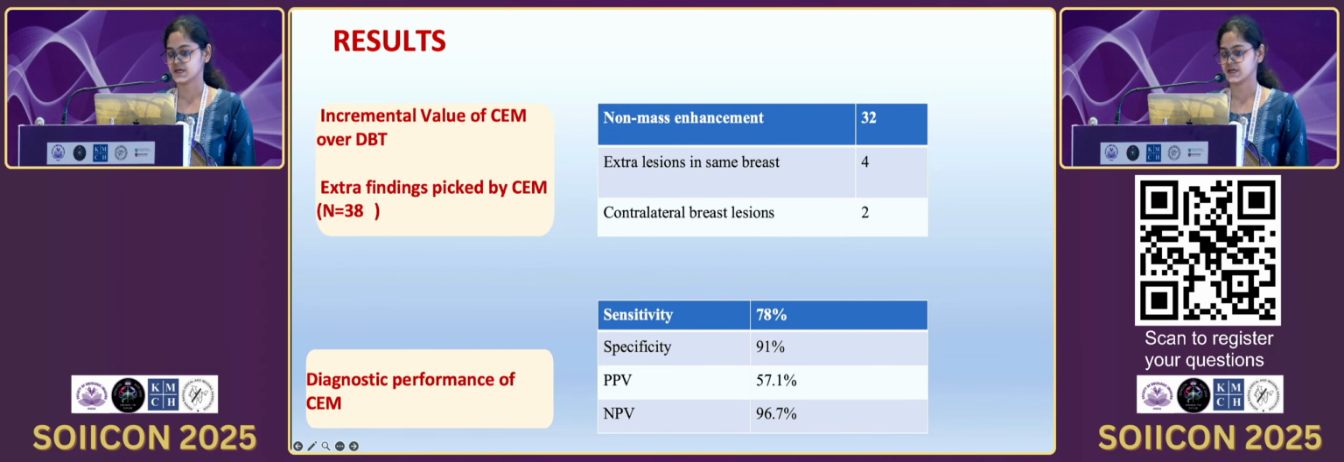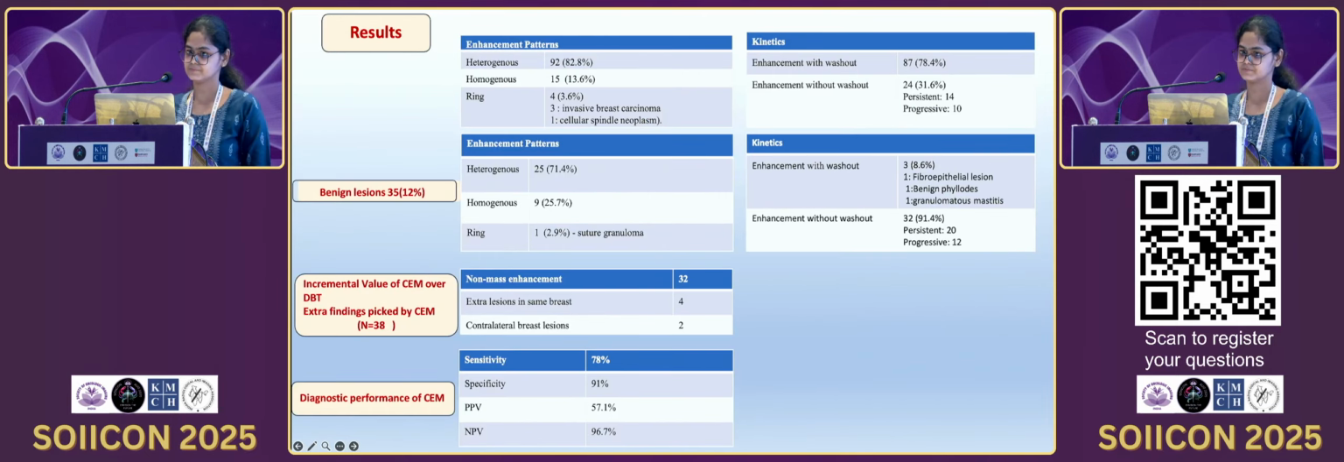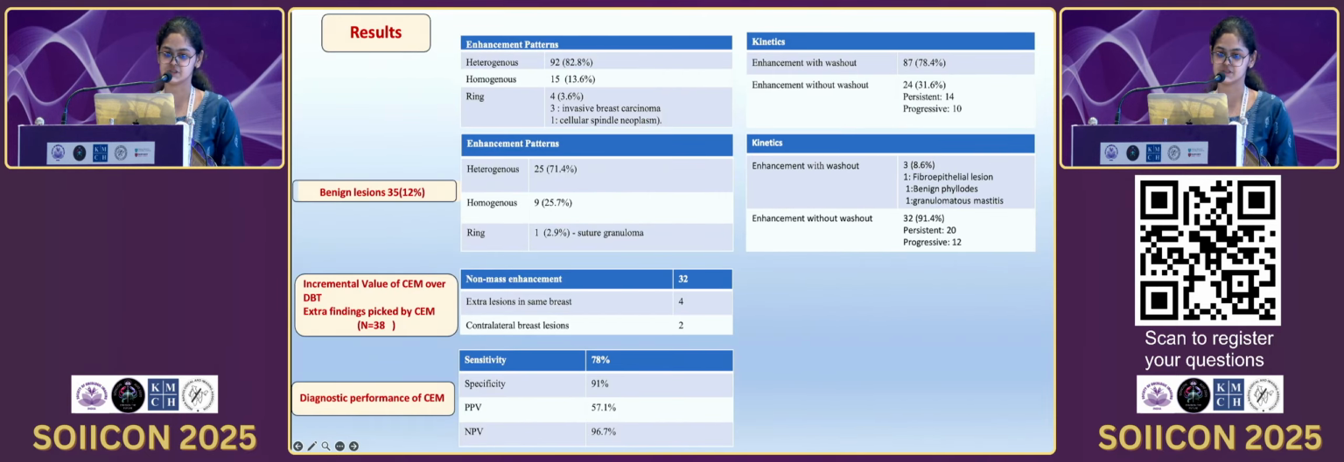So in our study, the diagnostic performance of contrast enhanced mammography at our institute showed a sensitivity of 78%, specificity of 91%, positive predictive value of 57.1%, and negative predictive value of 96.7%. This high specificity of 91% and high negative predictive value of 97% shows that contrast enhanced mammography has a very high role in ruling out malignancy. So this is the overview of the results.